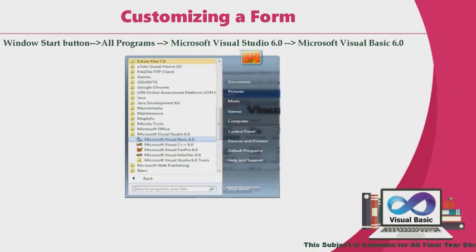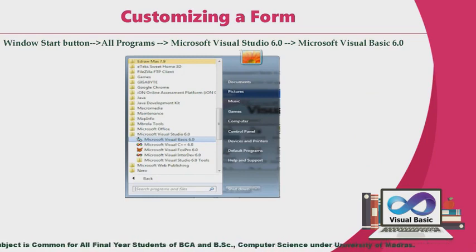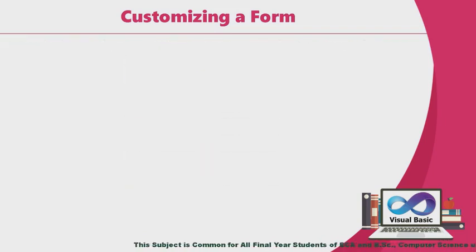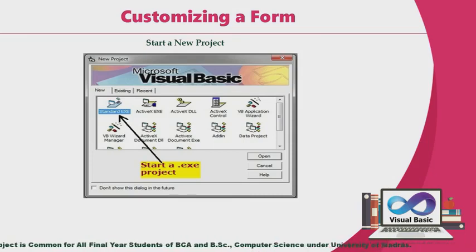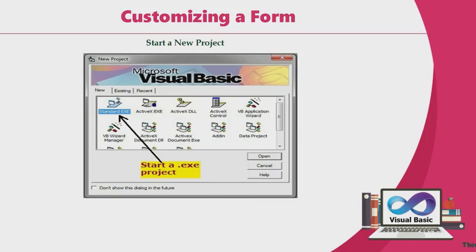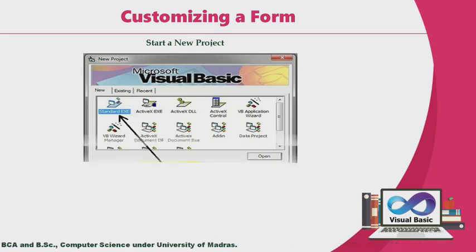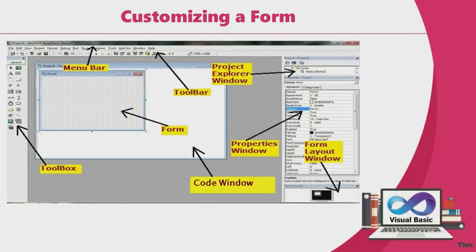To start the Visual Basic software, click the Windows Start button, click All Programs, click Microsoft Visual Studio 6.0, and select Microsoft Visual Basic 6.0. The New Project dialog box will appear. In the New Project dialog box, select Standard EXE and click the Open button. This will bring up the new Project 1 application with Form 1 visible.